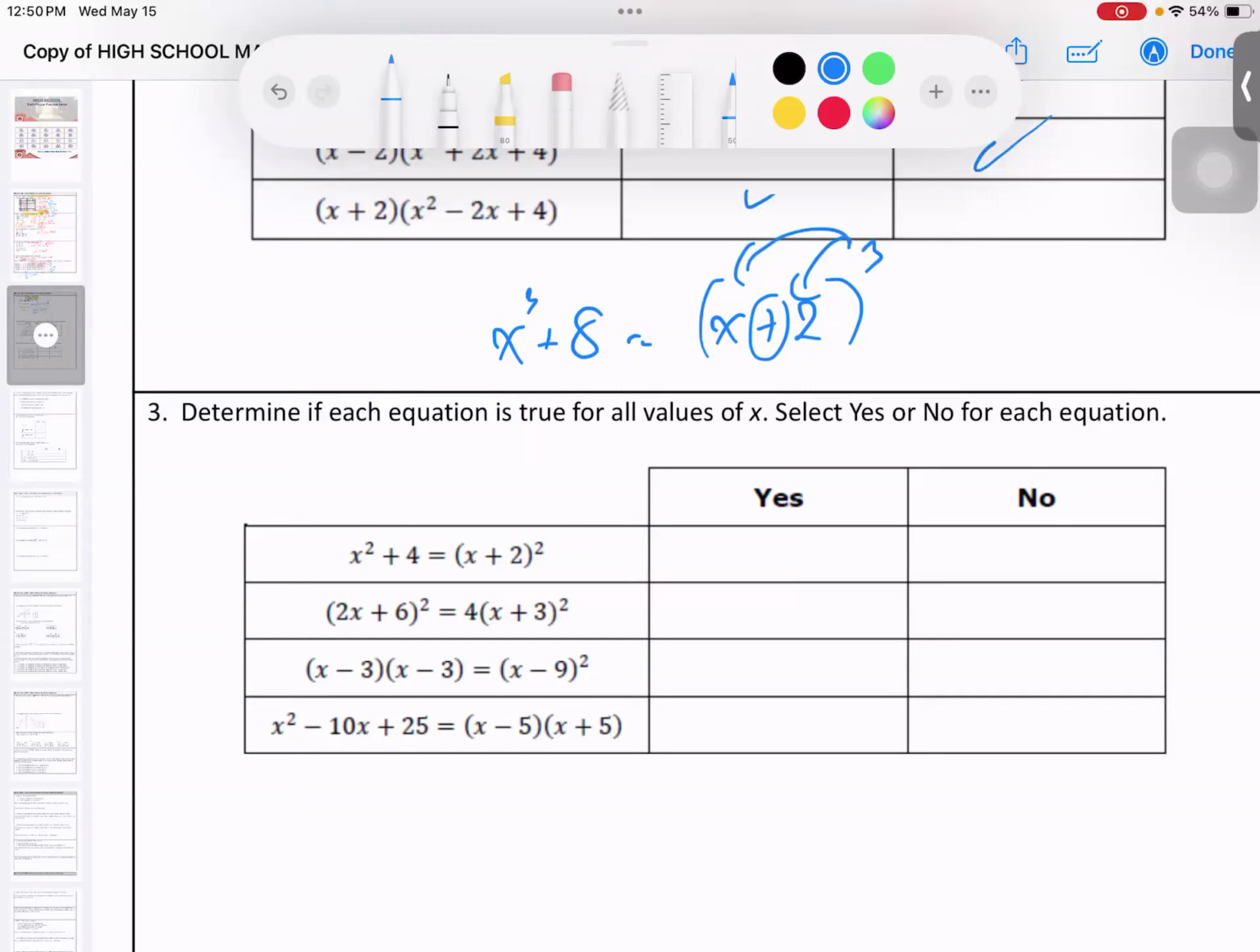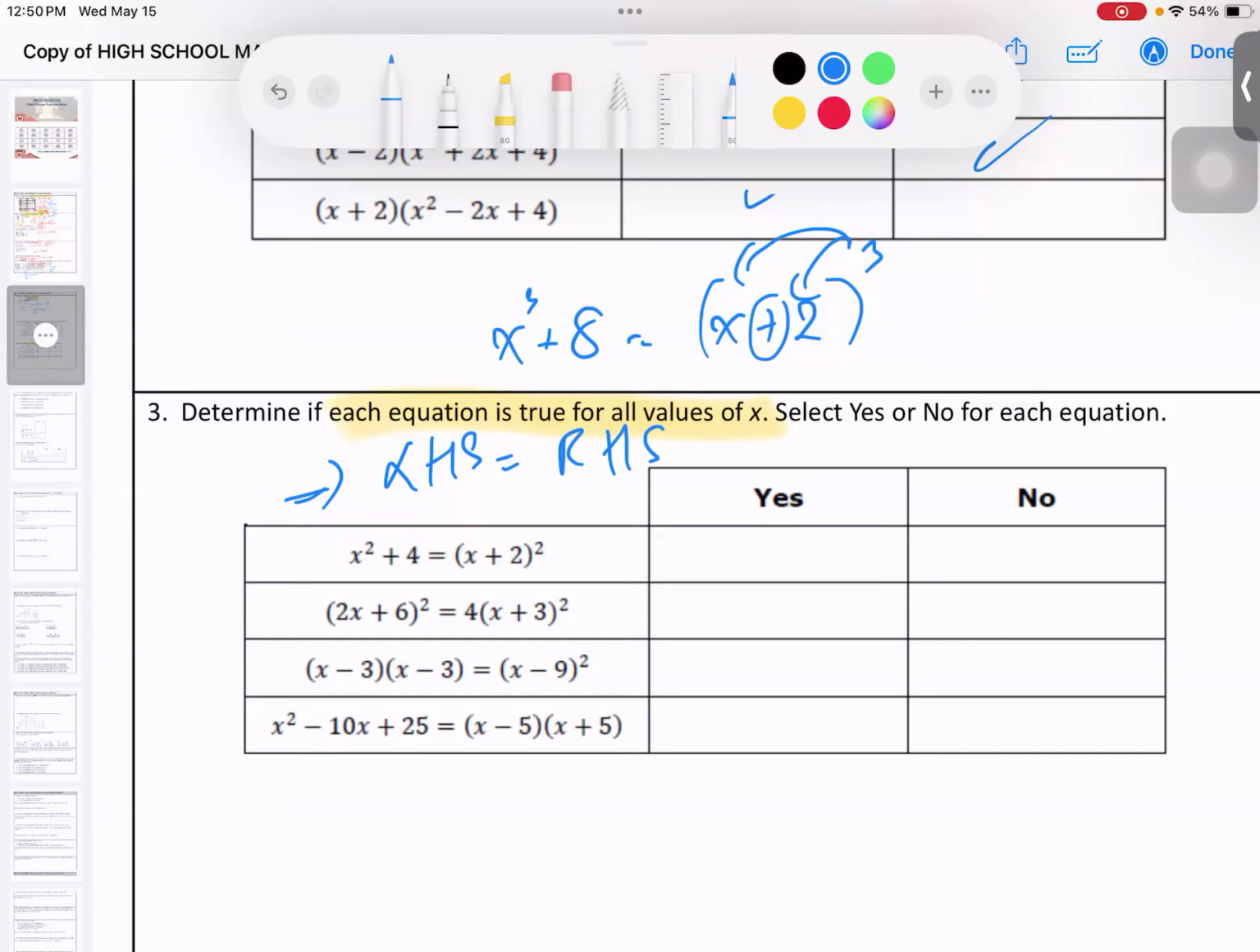True for all values of x. That means no matter what value of x you plug in, you still get a true statement. So you're looking for something where the left hand side equals the right hand side. That's what you're looking for. Because when the left hand side equals the right hand side, no matter what value of x you plug in, you still get a true statement.